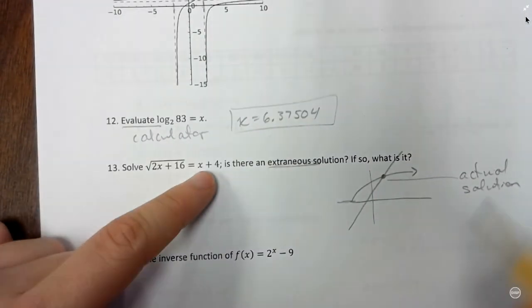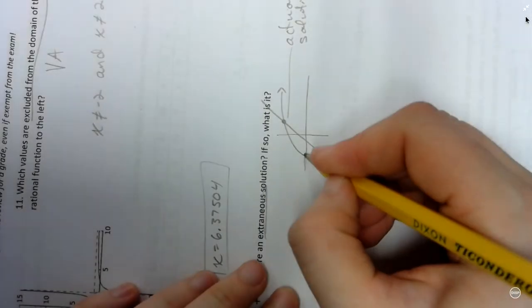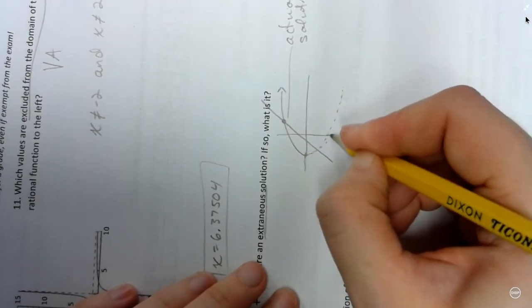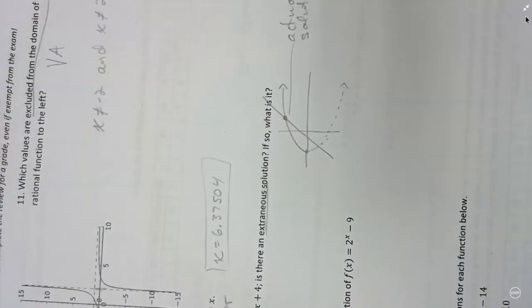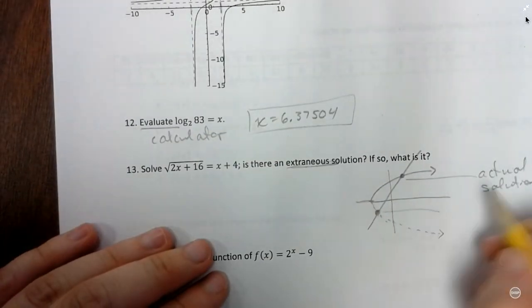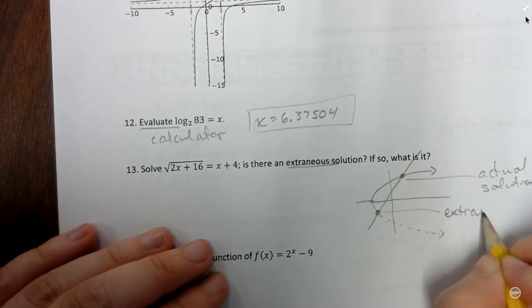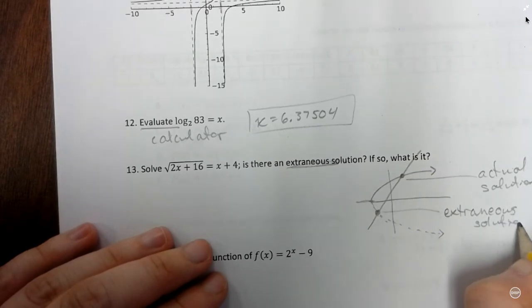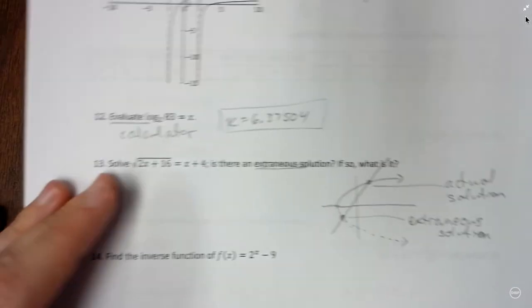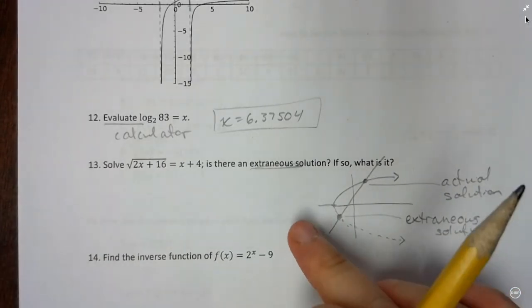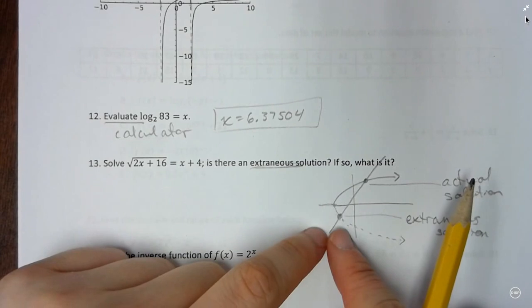But then you got, so that's a sideways parabola, right? So you've got this other portion that doesn't show up because it's not a function if that portion is there. But there would be another intersection right there. And that's your extraneous solution. So remember, an extraneous solution is a solution that might appear to be there, but it's really not a true solution.